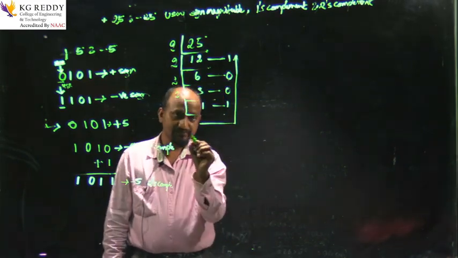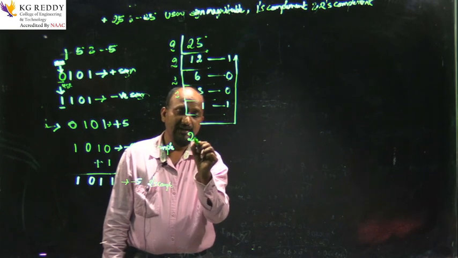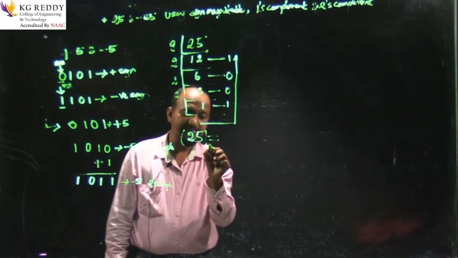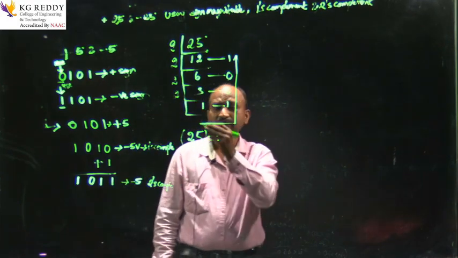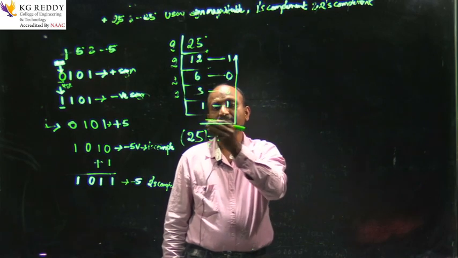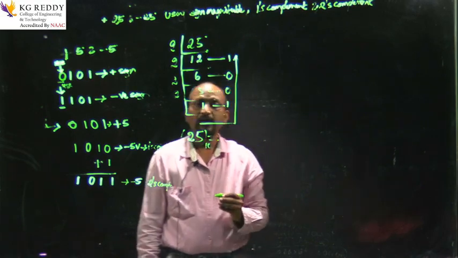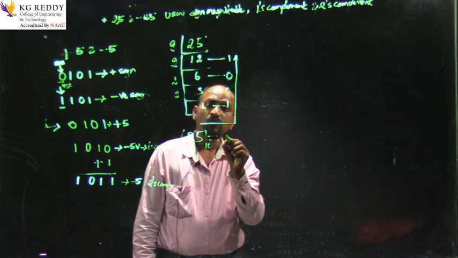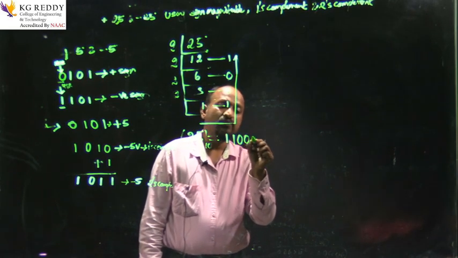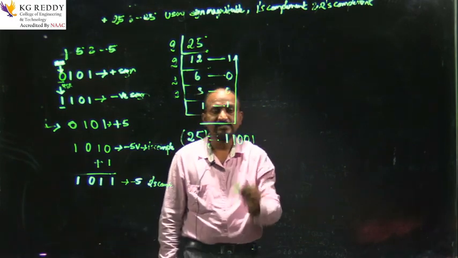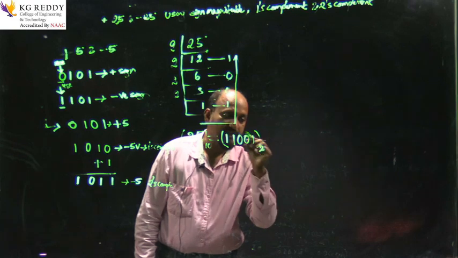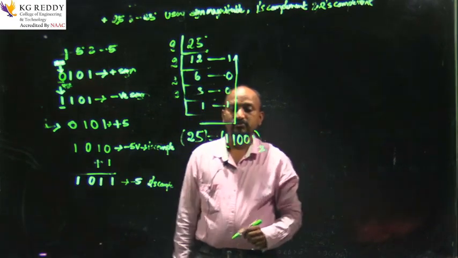So 25 in decimal, which is base 10, equals the binary answer from bottom to top. As shown by the arrow, collect all the remainders from bottom to top, and those are the binary values: 1, 1, 0, 0, 1. This is our answer, the binary of the given number 25. So how do I come to know?